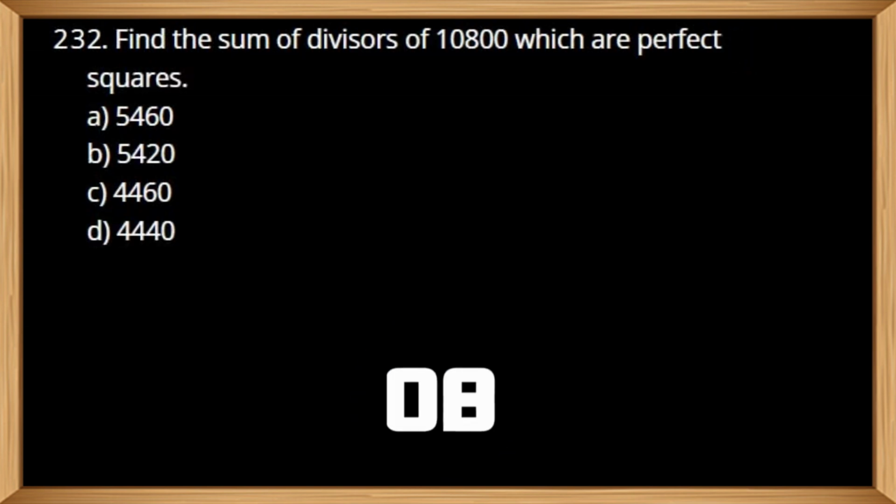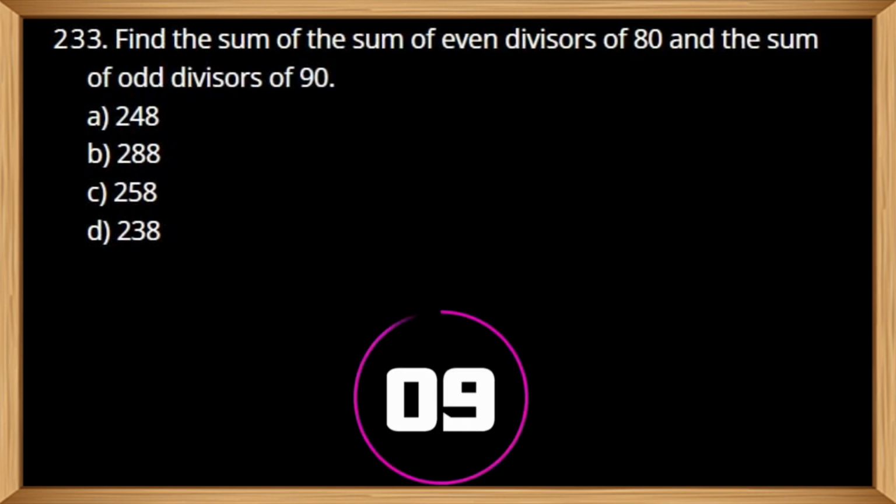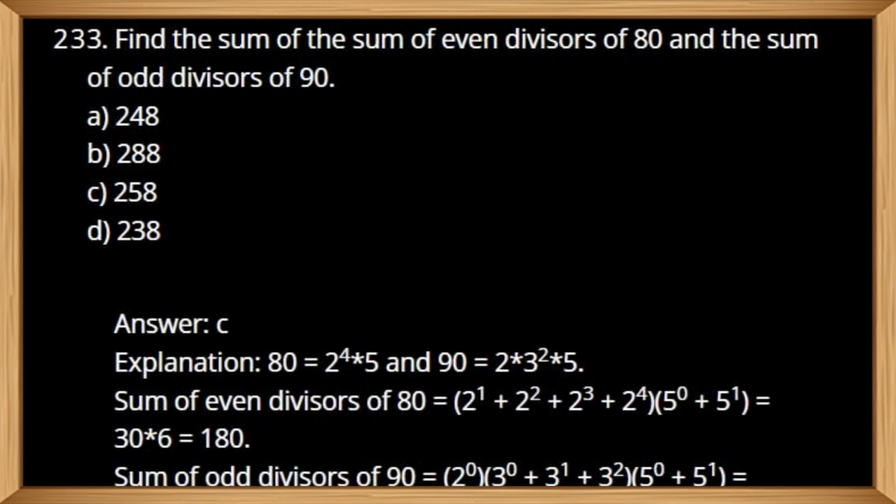Find the sum of divisors of 10800 which are perfect squares. Option A, 5460. Find the sum of even divisors of 80 and the sum of odd divisors of 90. Option C, 258.